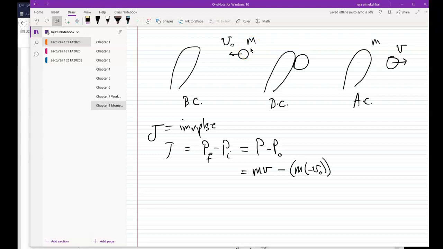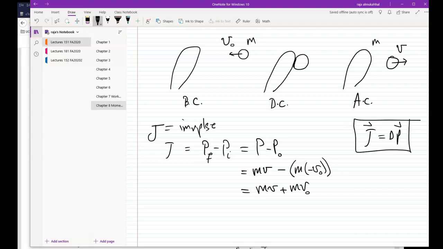You follow me on that? This minus has nothing to do with the direction of momentum. This minus is the increment, the difference between two things. Impulse is really delta p, if you will. So the delta here is a minus. In this case, it's going to be mv plus mv naught. It's m times (v plus v naught). You see that?